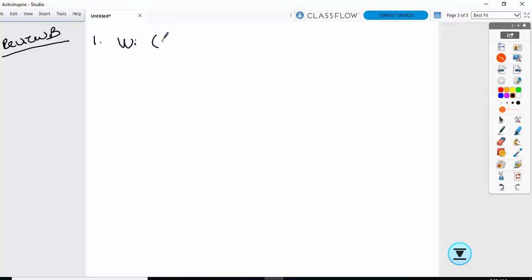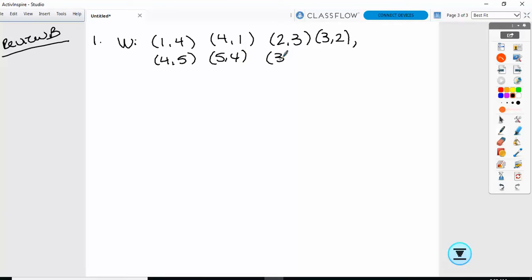So you could win by getting a 1 on the first and a 4 on the second, or it could be a 4 on the first and a 1 on the second, 2 and 3, 3 and 2. Or we could get 9s. So 4 and 5, 5 and 4, 3 and 6, 6 and 3, and that would be every way I could win.